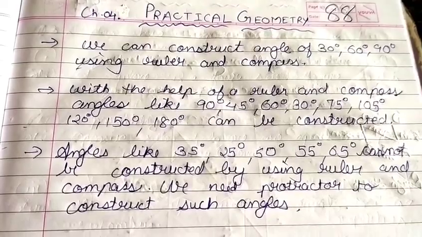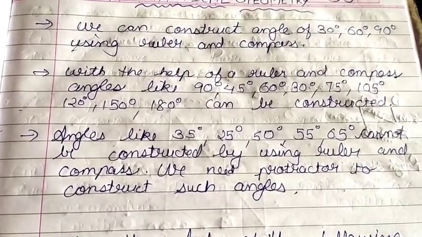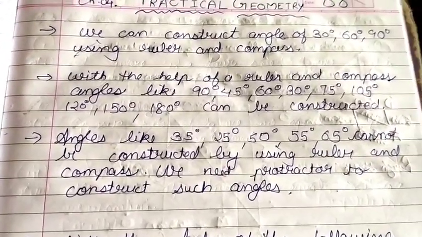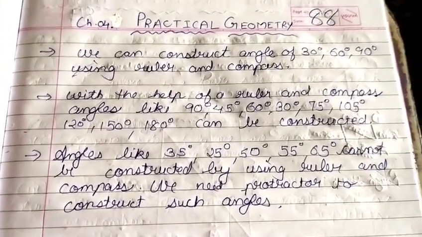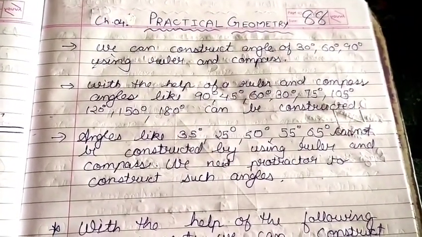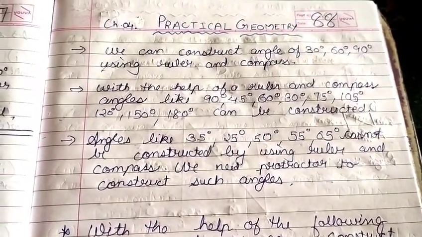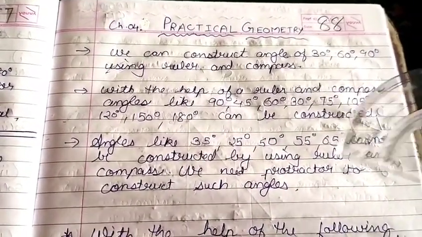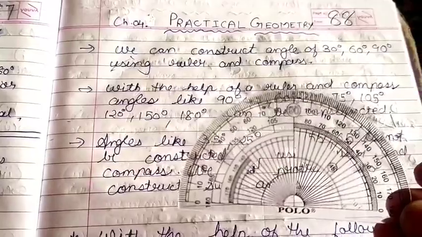Now, angles like 35 degree, 25 degree, 50 degree, 55 degree, 65 degree cannot be constructed by using ruler and compass. We need a protractor to construct such. Now, dear student, you should know what is a protractor. Such angles cannot be constructed with the help of ruler and compass. For such, you need this protractor.